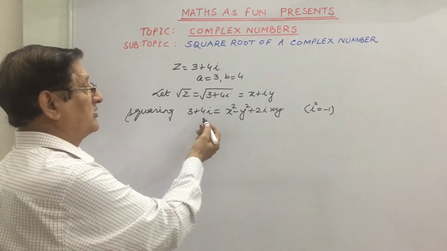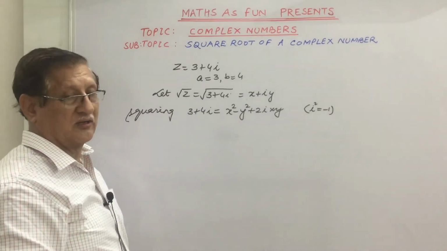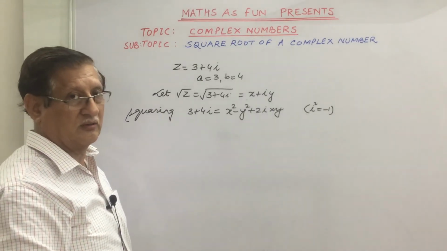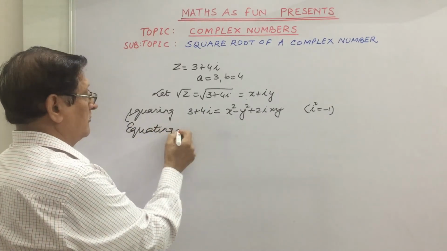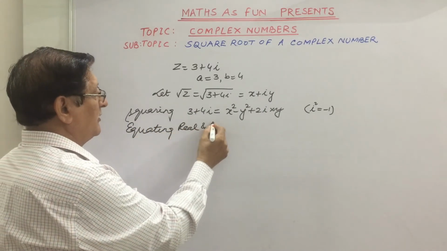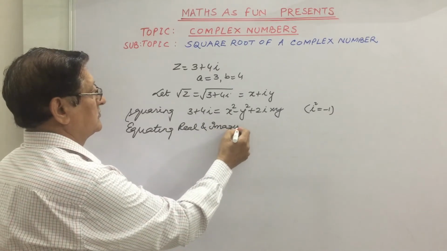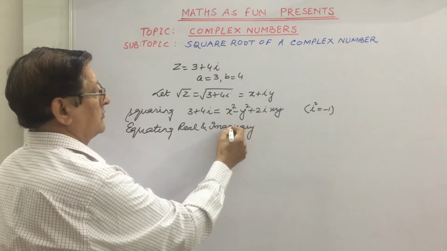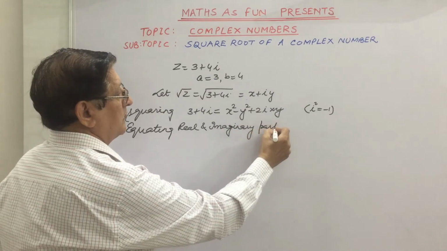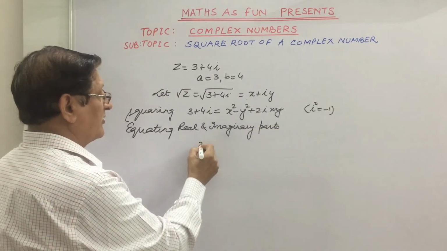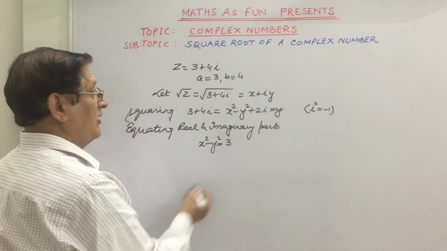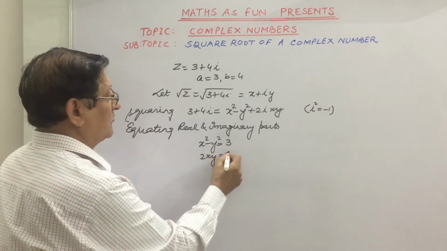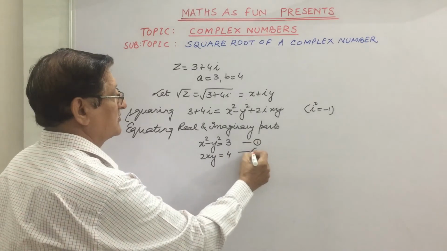Now we know that two complex numbers are equal if their real and imaginary parts are equal. So equating real and imaginary parts, we will have here x square minus y square equal to 3 and 2xy equal to 4. This is equation number 1 and this is 2.